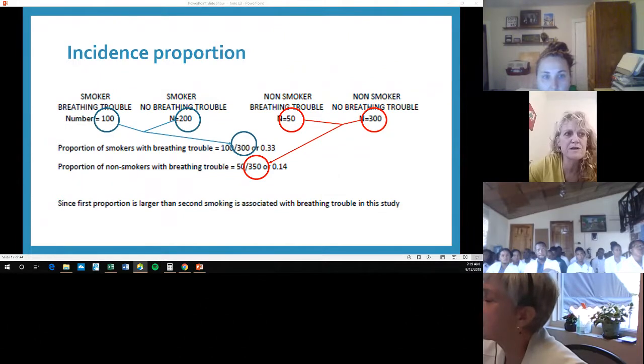Yeah. And that would be 100 plus 200. The total number of non-smokers is the unexposed, and that would be 300 plus 50, which is 350. So that defines the two denominators.